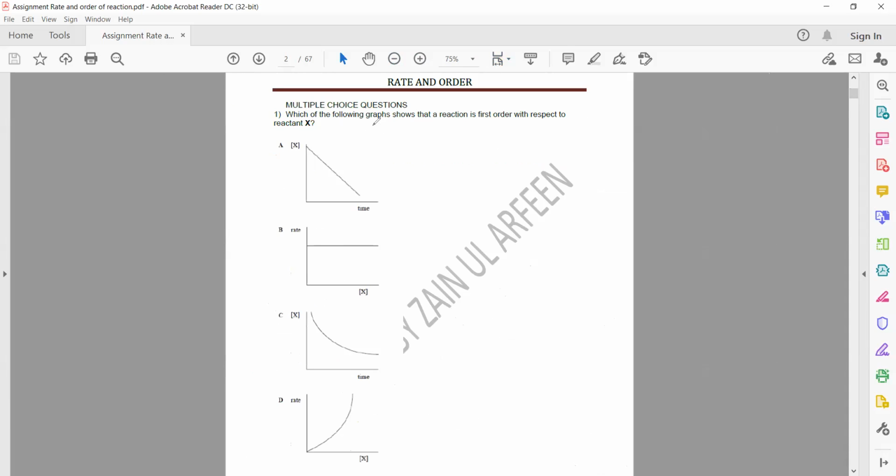Which of the following graphs shows the reaction of first order with respect to reactant X? X is a reactant, and when there's a bracket, it means it is showing the concentration. Which one is a first order reaction? A, B, C, or D?